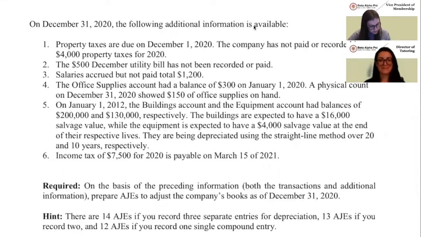Moving on to number 6, income tax of $7,500 for 2020 is payable on March 15th of 2021. So they're saying that they have an expense that they've incurred, but they're not going to be paying it until the next year.